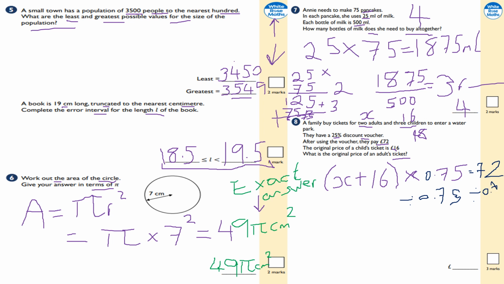Because I know that the price of a child ticket is £16. Which is why I've put it in a bracket here, because I'm doing the adult price plus a child's price, and I'm multiplying that by the discount amount, 0.75, and I get the answer. And that's how much they pay.